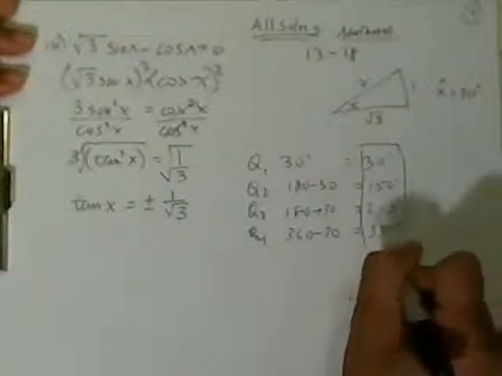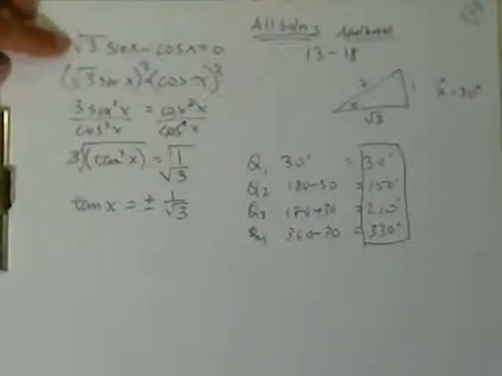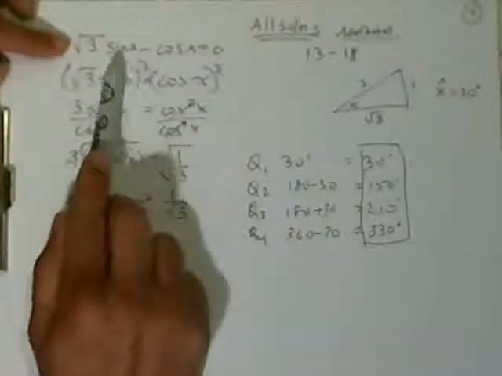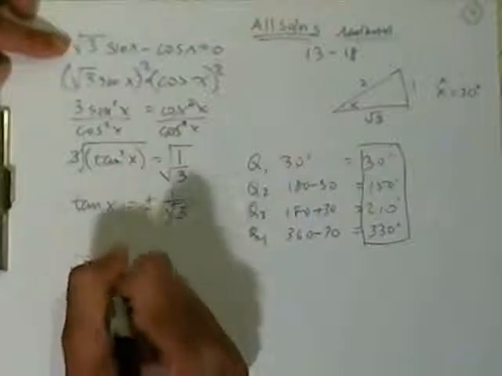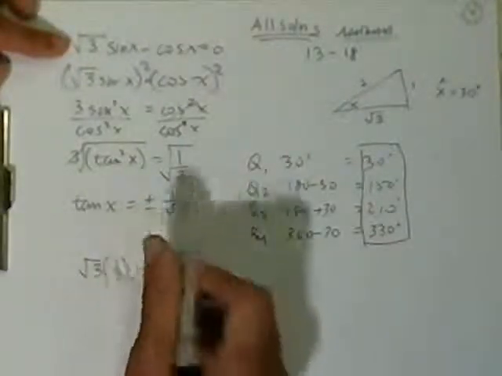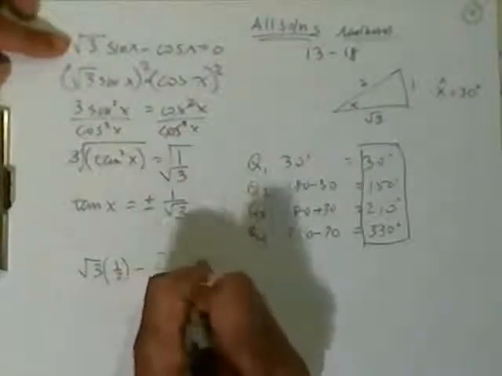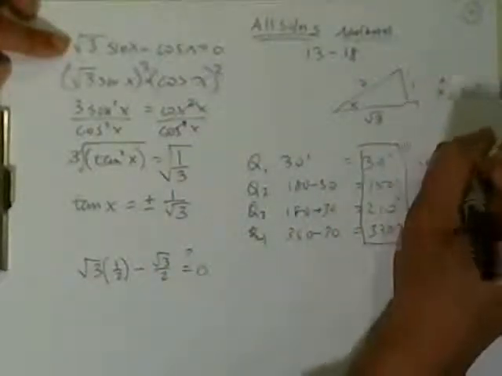Not quite, because we squared both sides, so we have to check for extraneous solutions, okay? So let's start with the original equation. Let's do sine of 30. I'm just going to plug it in here. Root 3 times sine of 30 is going to be 1/2 minus cosine of 30, which is root 3 over 2. Does that equal 0? Yes. Check.